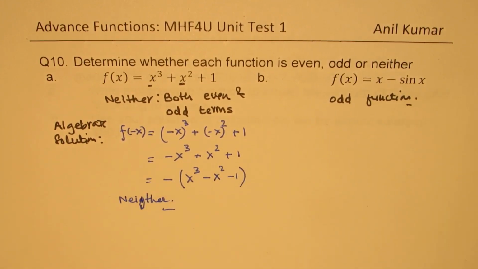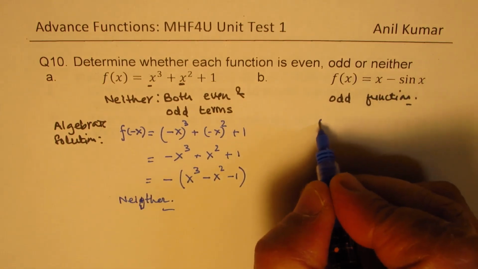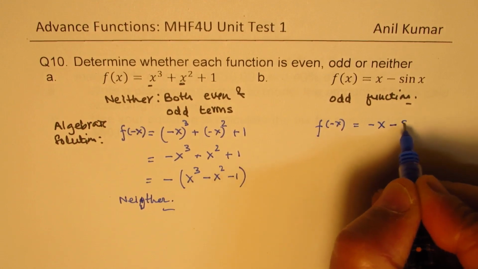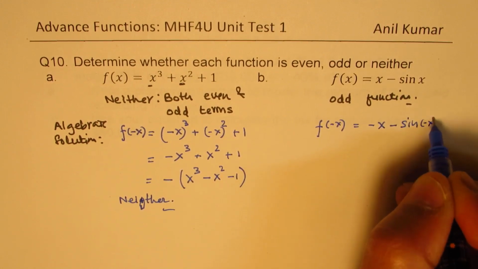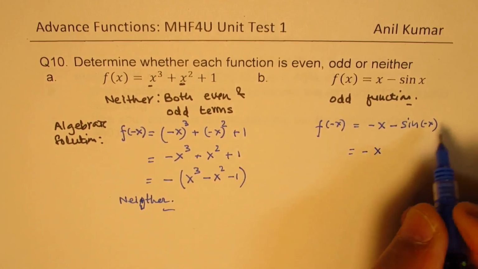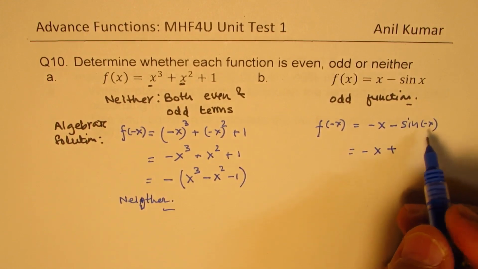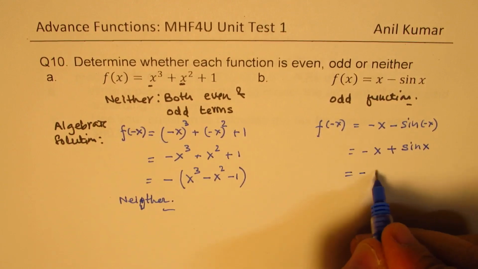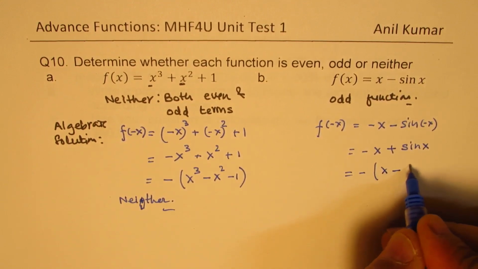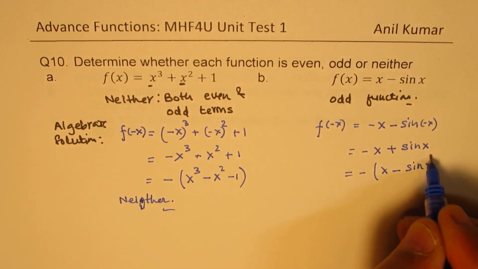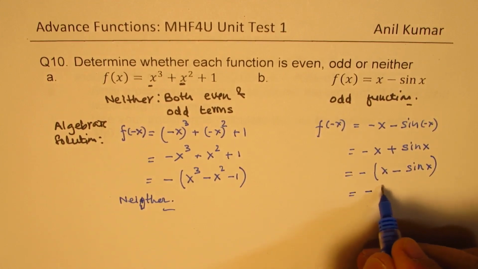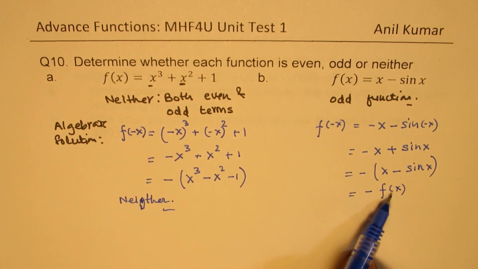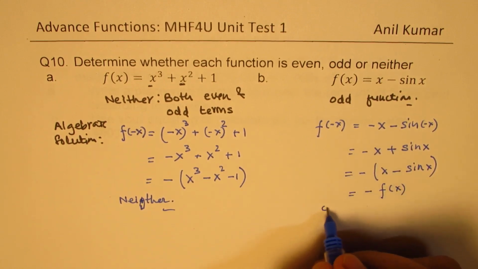Now in the other question, let's do it. So here if I do f of minus x, I get minus x minus sine of minus x. Now that is minus x. Sine of minus x is negative, right? So we get positive sine x. Now if I take minus common, I get x minus sine x, correct? Which is the same as minus of f of x. Now since f of minus x is the same as minus of f of x, this is an odd function.